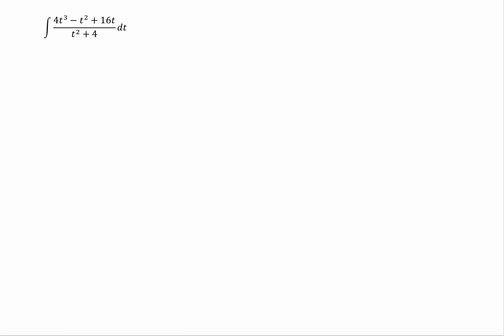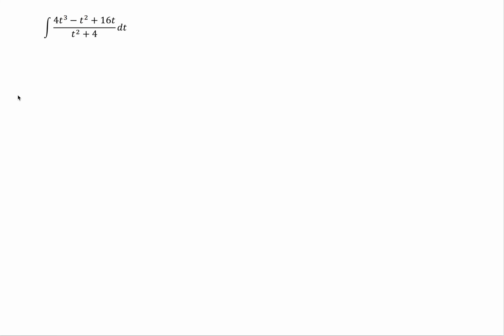For the next example, we're asked to integrate 4t cubed minus t squared plus 16t over t squared plus 4 dt. Whenever you're given a fraction like this, a lot of times I say try to factor. In this case, if you try to factor, you're not going to get very far. Another great idea, especially when the degree of the numerator is larger than the degree in the denominator, is to go for some long division. So that's what I'm going to do.